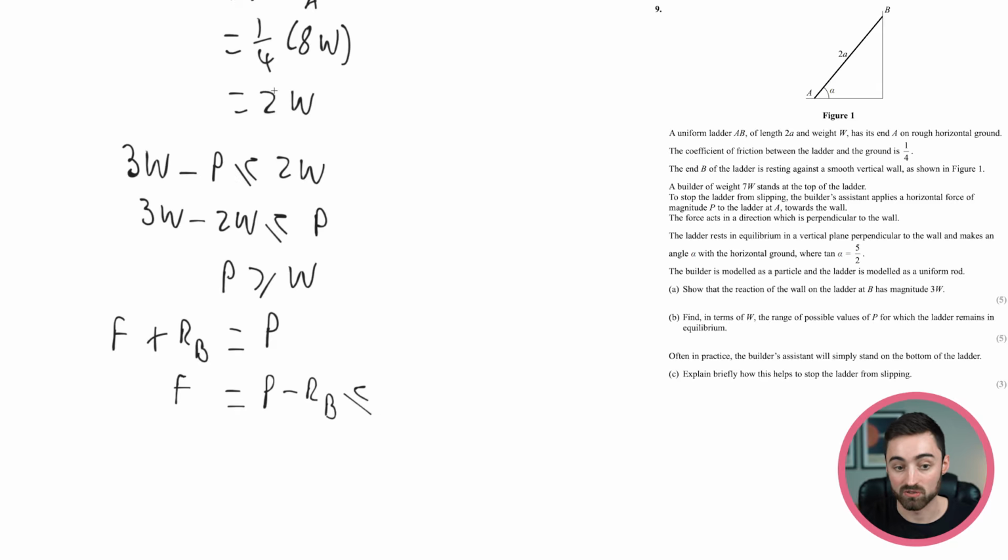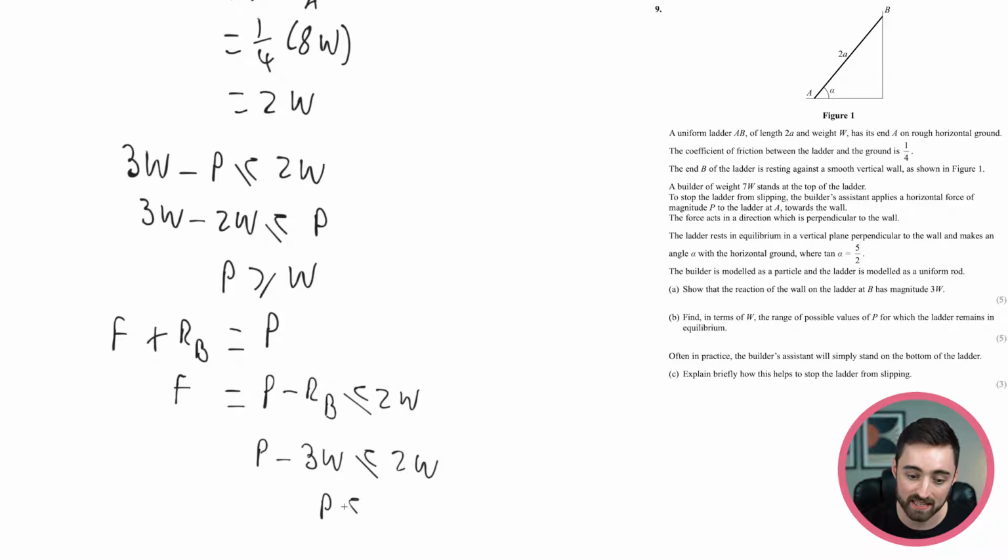Okay, so if P minus RB is less than or equal to mu R, then mu R we know is 2W here. So that's the mu R. So we get this. Okay, fantastic. So now, subbing in the RB, which we know is 3W, I must get P minus 3W is less than or equal to 2W. Adding 3W to both sides, I'm going to get what? I'm going to get P is less than or equal to 5W.